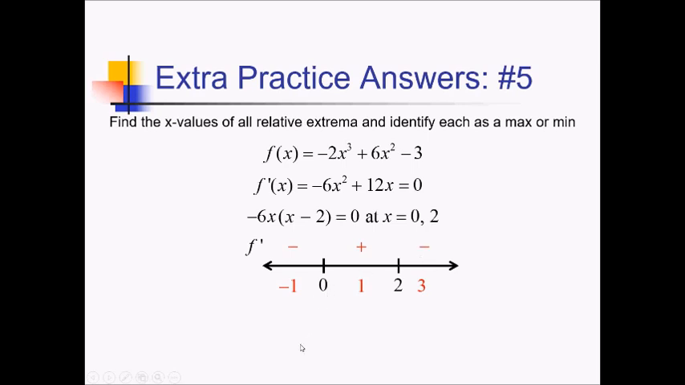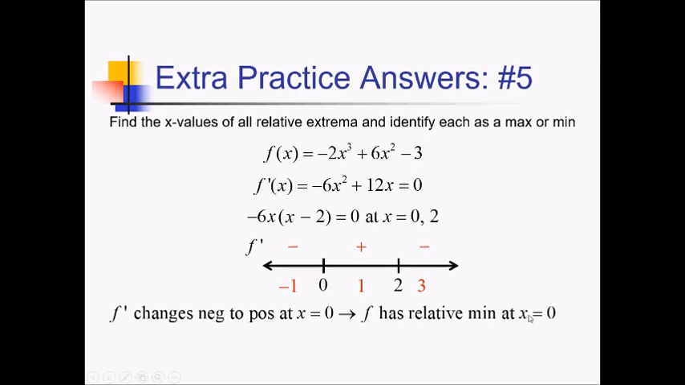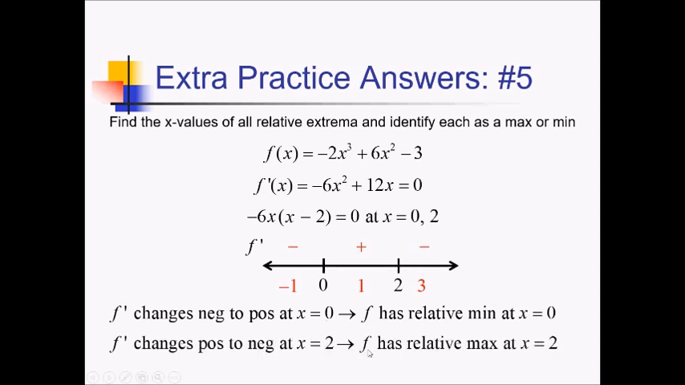Now I notice here that f prime is changing from negative to positive at x equals 0. So that means f has a relative min there. And f prime is changing positive to negative at x equals 2. So that means f has a relative max at that location.